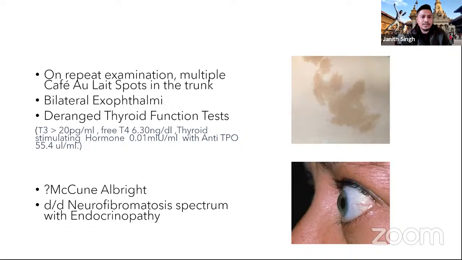So from that, we went back again, tried to do a head to trunk examination, and we found a lot of cafe au lait spots all over her trunk. Then we sent a TFT, it was all over the place, it was completely deranged. So we made this diagnosis of McCune-Albright syndrome in this girl.